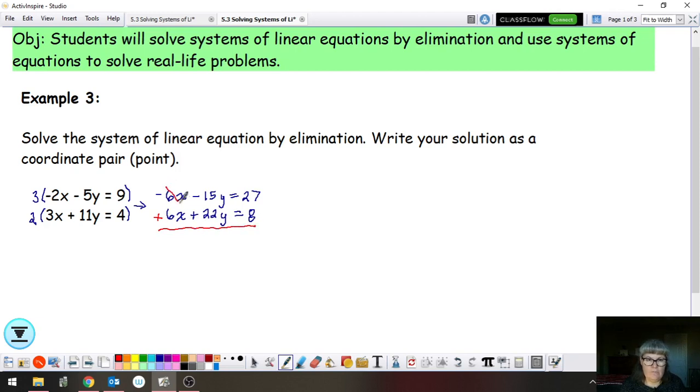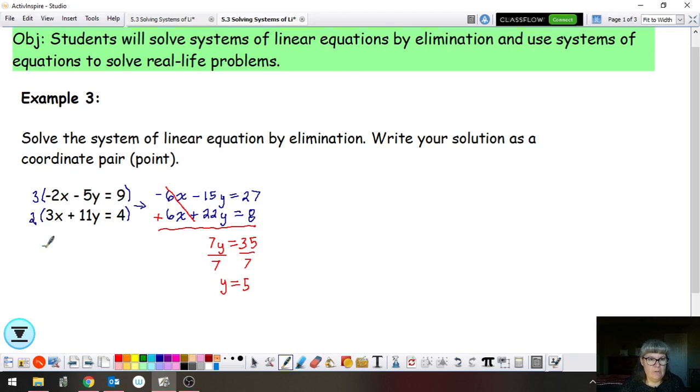So we can solve for y. Negative 15y plus 22y is 7y equals 27 plus 8 is 35. Divide both sides by 7. And we have y equals 5. And just like all of our other systems we've solved, we still need to go back and solve for x. I'm going to choose the second equation to use to solve for x just because right now everything is positive.